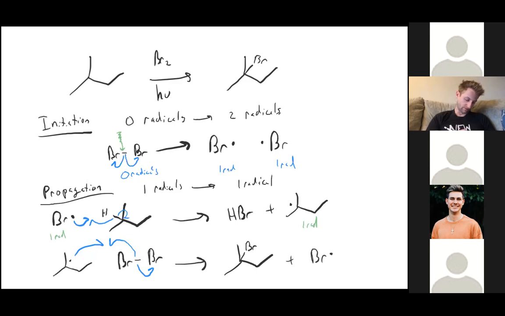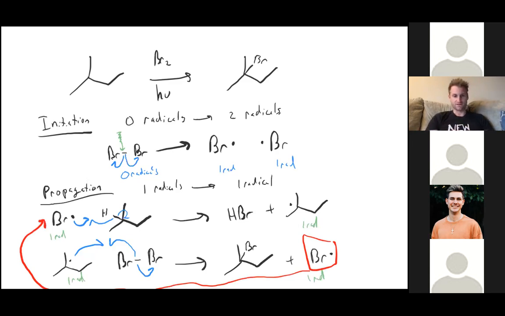So over on the left, we had 1 radical. On the right, we ended up with 1 radical. And then most importantly, we remade this Br radical. So this can get shoved back into the start of our cycle in order to keep doing this.